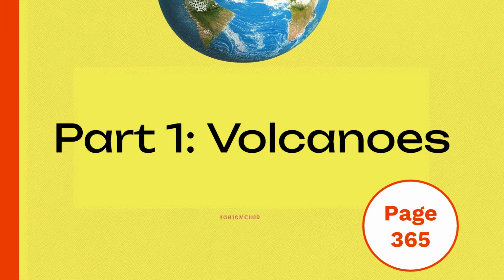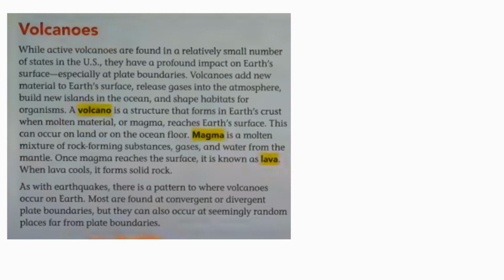We now move on to Part 1, Volcanoes. This section starts on page 365 of your textbook. Volcanoes. While active volcanoes are found in a relatively small number of states in the U.S., they have a profound impact on Earth's surface, especially at plate boundaries.